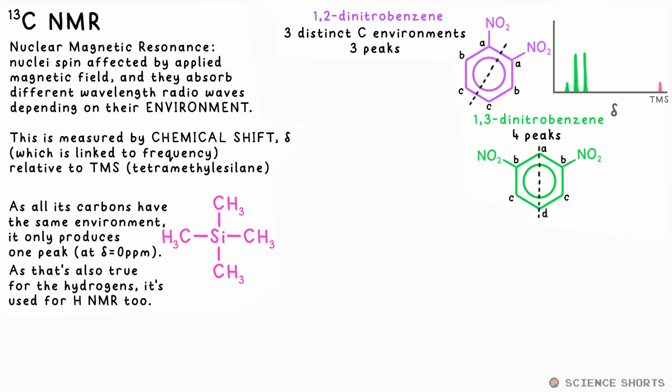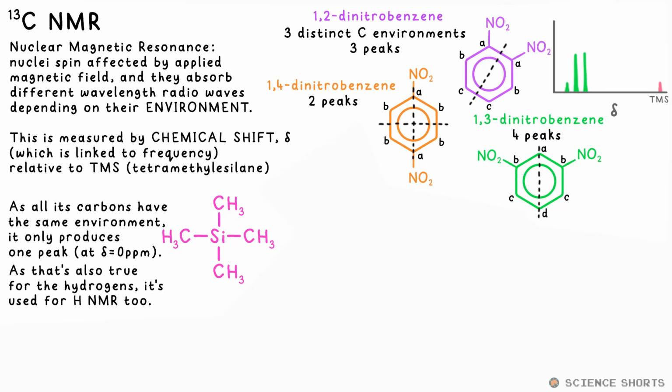What about 1,3-dinitrobenzene? The line of symmetry is now here. The carbons on the line of symmetry are in different environments, so altogether we have 4 different environments, so 4 peaks. 1,4-dinitrobenzene, it has 2 lines of symmetry, showing that there are only 2 different carbon environments, 4 of one, 2 of the other, therefore 2 peaks. Remember that the environments depend on where they are in the molecule relative to the entirety of the rest of the molecule, not just what they're immediately bonded to.